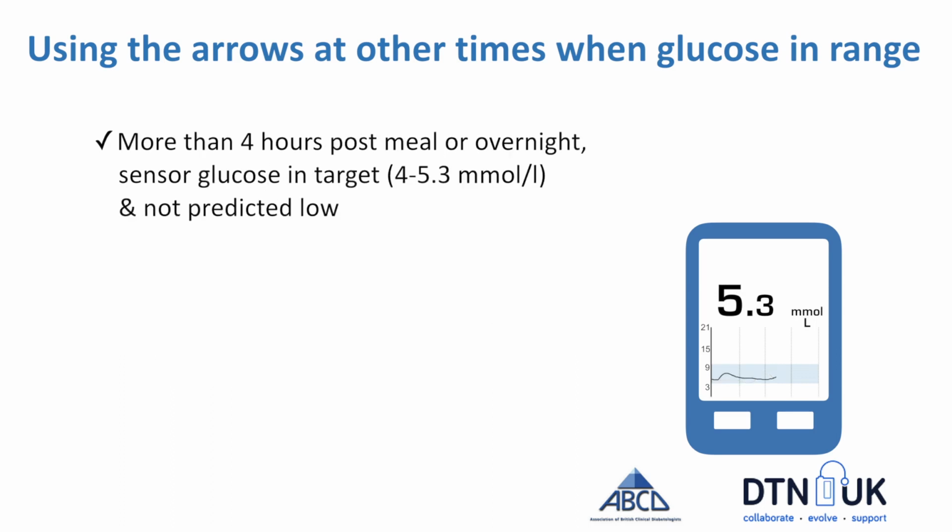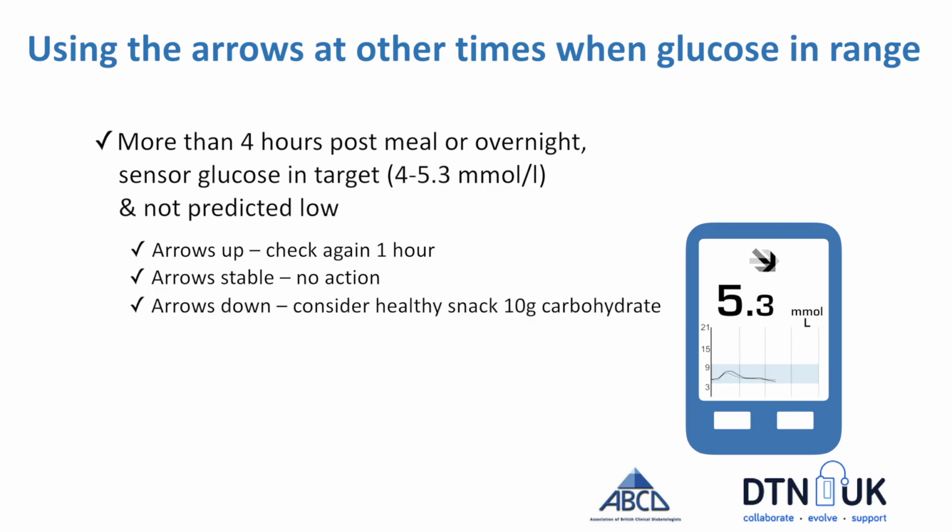If you're more than 4 hours after your last meal or overnight, when you shouldn't have any insulin on board from the meal, if your sensor glucose is in target and not predicted low, if you've got arrows up, check again in an hour. If you've got stable arrows, you don't need to do anything. If you've got down arrows, you may wish to consider having a healthy snack of 10 grams of carbohydrate.